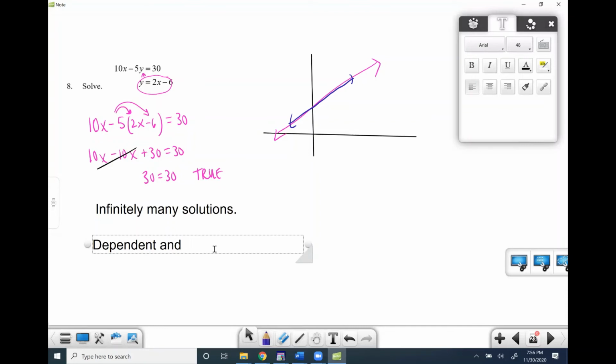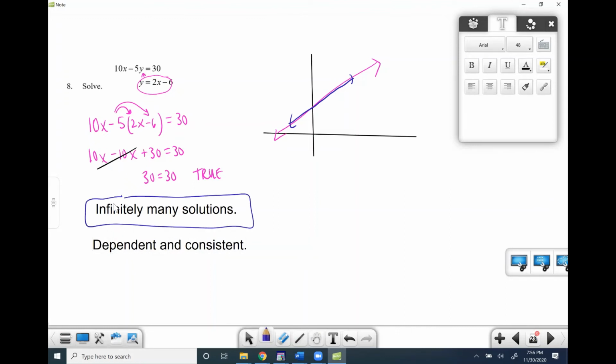Yep, it's consistent. We got a solution. Heck, we got a ton of solutions, right? Not only did we get one, we got a bunch more. So the answer will be infinitely many. This is just if they ask you to label it. So I'm going to box this as the answer. All right.